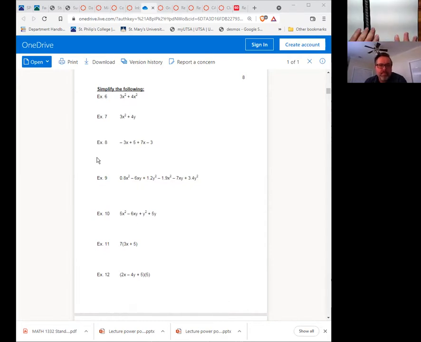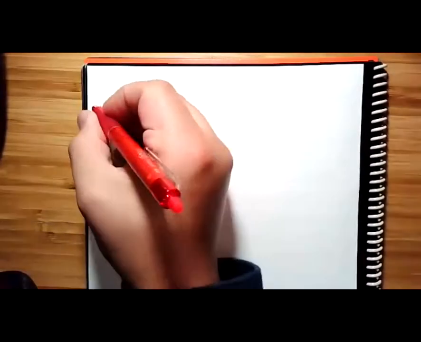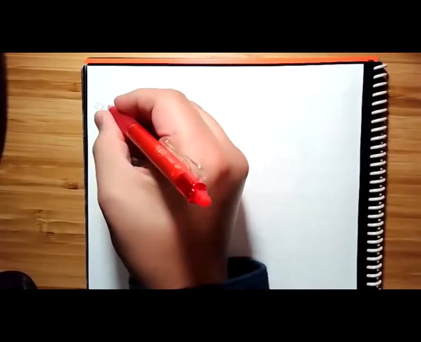Let's do number 6. You guys cool on this page I just turned? Okay if I turn the page? Right, let me know. I'll turn back if you need it.